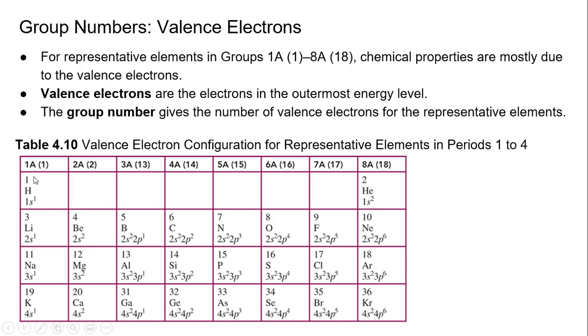Group 1 has all 1s. As you go down, these go to period 4. They all have 1 valence electron. Does not mean they only have 1 electron. It means they have 1 valence electron.